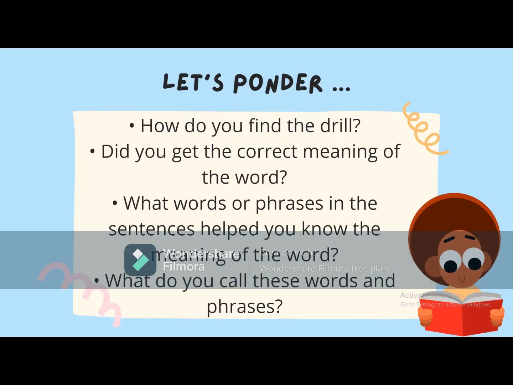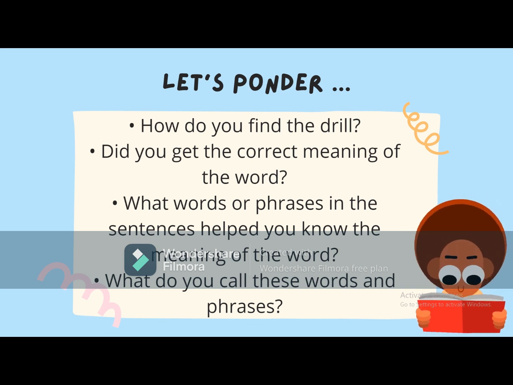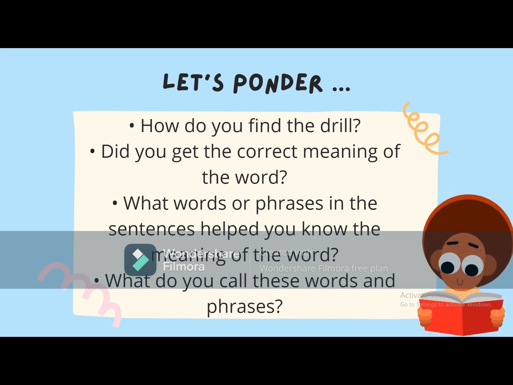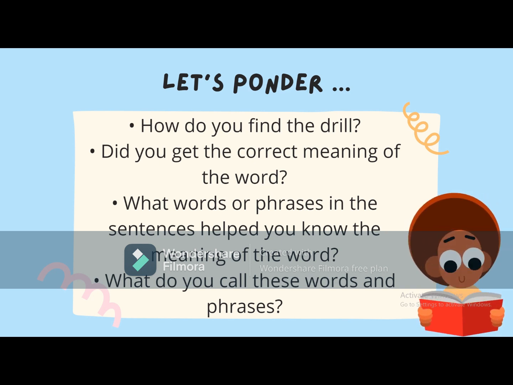Now let's ponder, class. How do you find the drill? Is it easy or is it too difficult? And did you get the correct meaning of the words? Another is, what words or phrases in the sentences helped you know the meaning of the word? And lastly, what do you call these words and phrases? And that will be our topic for today.